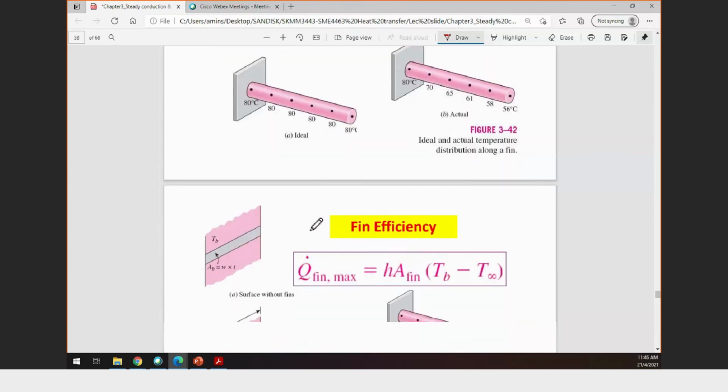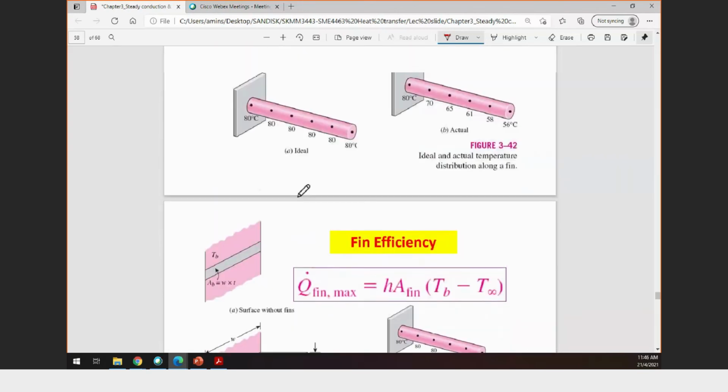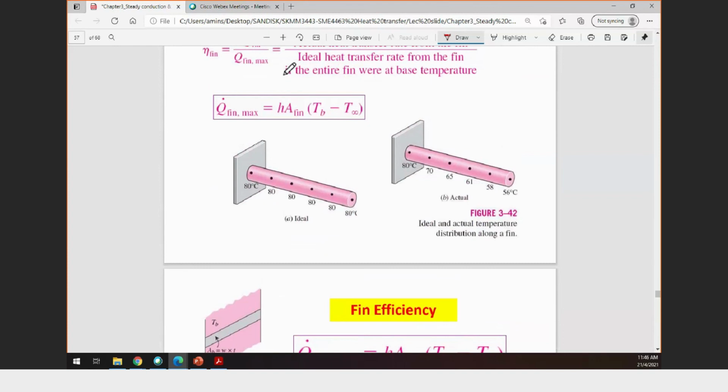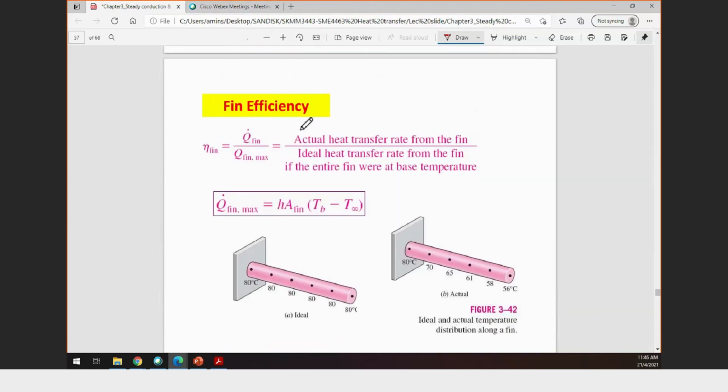Any question? So if not, I owe you a second assignment related to the thermal resistance. Any question so far about the thermal resistance? I hope you can understand.